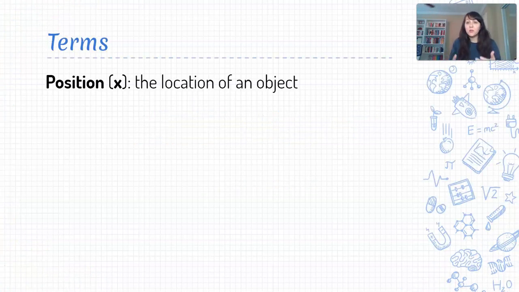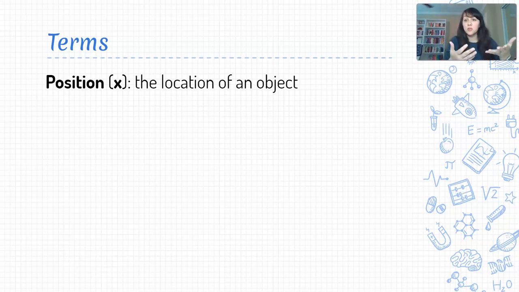Okay, so a few terms just to get us started. There are like three big terms for today. The first one is position, which is not even a really fancy physics term. That's something you've probably used in everyday life just to describe the location of a particular object.